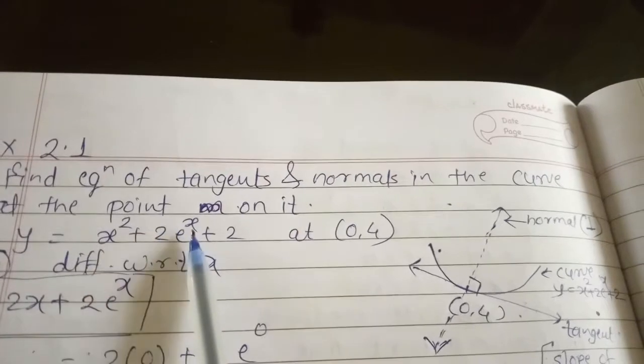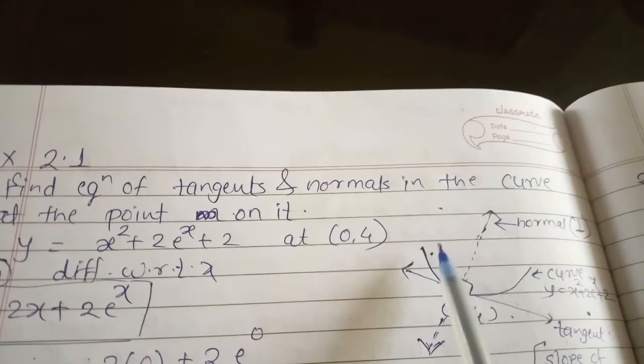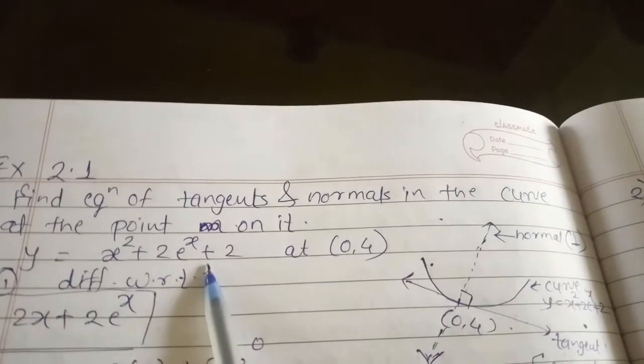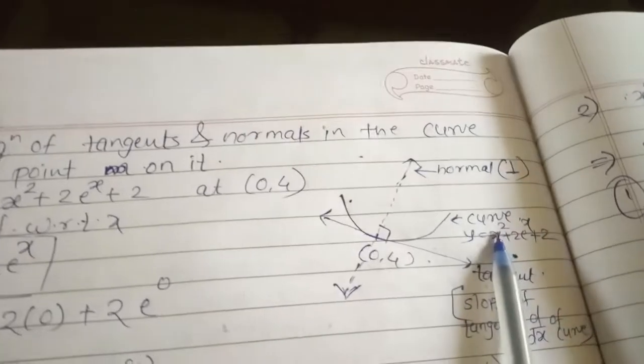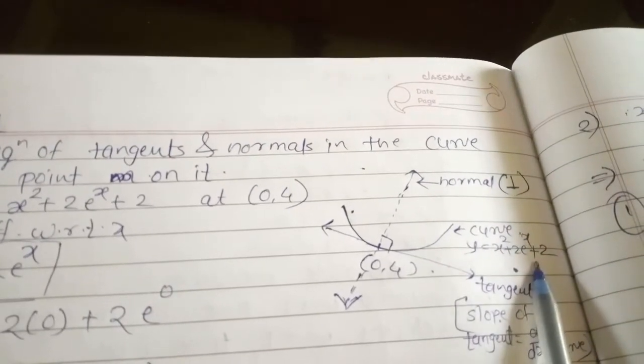So we already saw this type of example. Just I am going to draw the figure. Here I have drawn the curve and we are given the equation of the curve. Here I have written that y is equal to x square plus 2 e raised to x plus 2. So this is the equation of the curve.